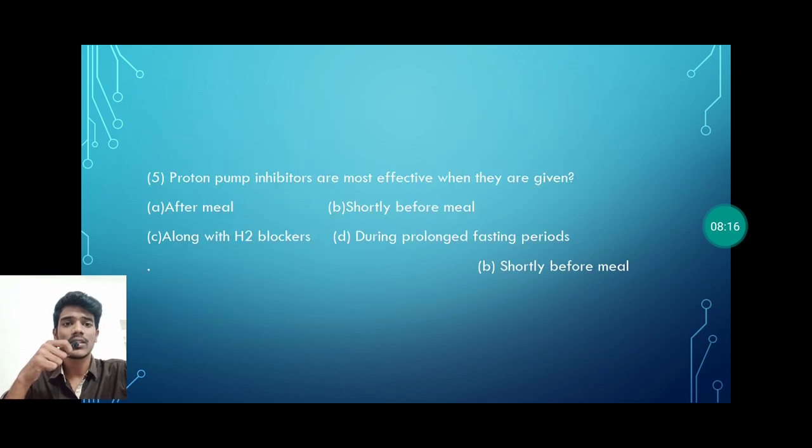Now, question number 5, proton pump inhibitors are most effective when they are given: Option A, after meal, B, shortly before meal, C, along with H2 blockers, D, during prolonged fasting periods. The correct answer is shortly before meal. Because proton pump inhibitors are prodrugs, they are always effective when they are given before meal. Hence, the correct answer is shortly before meal. Thank you.